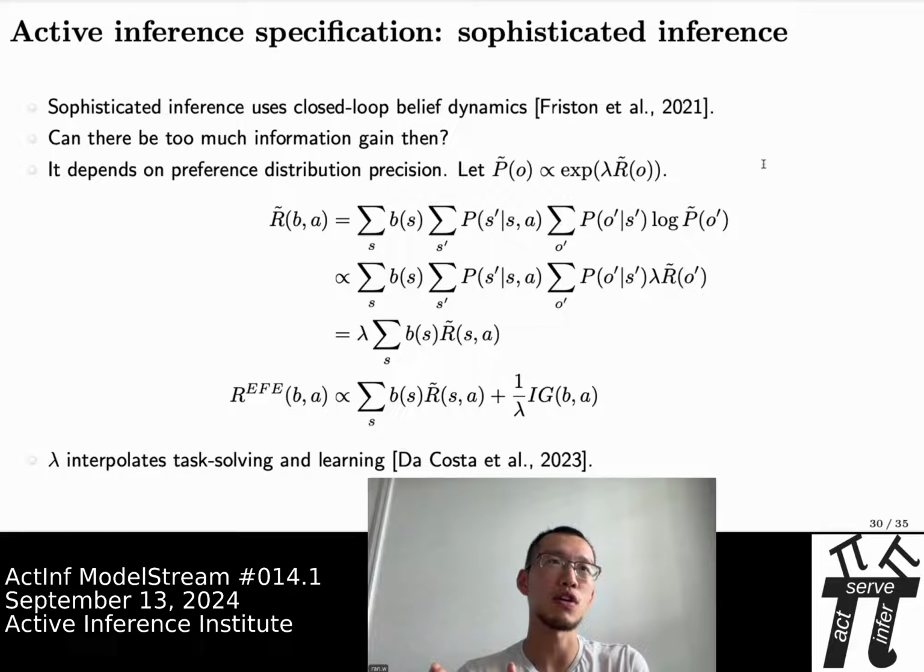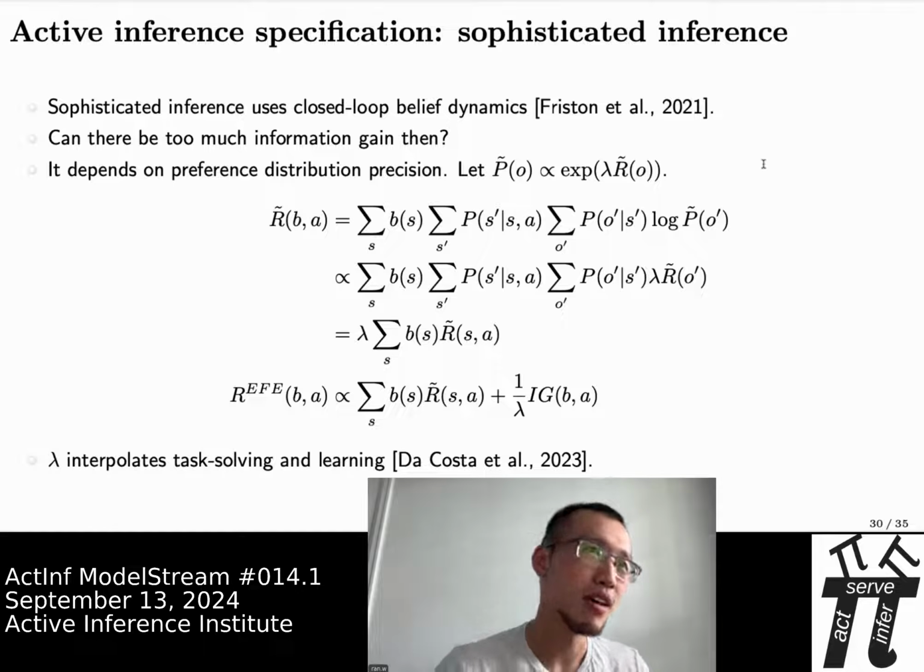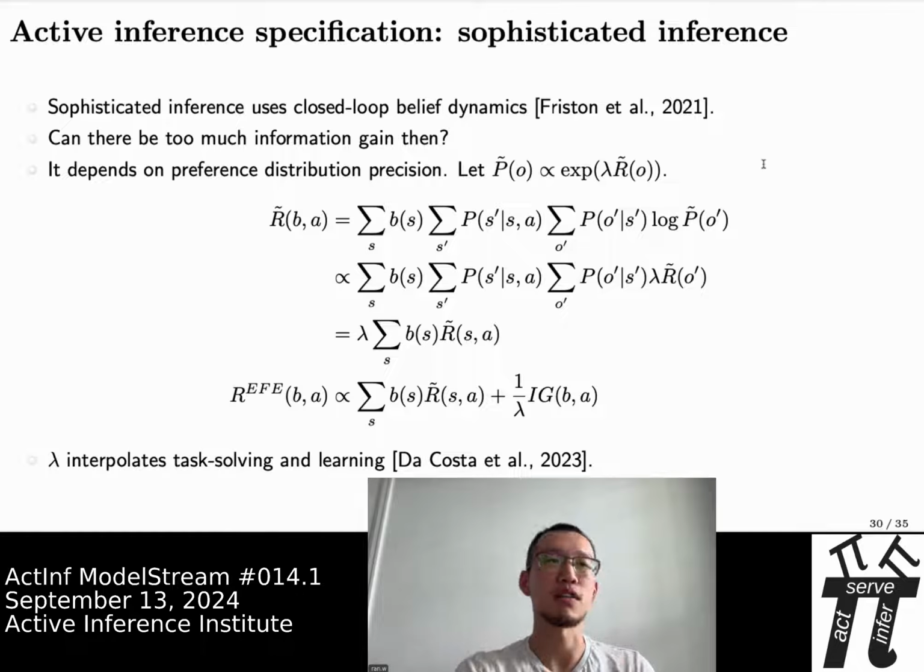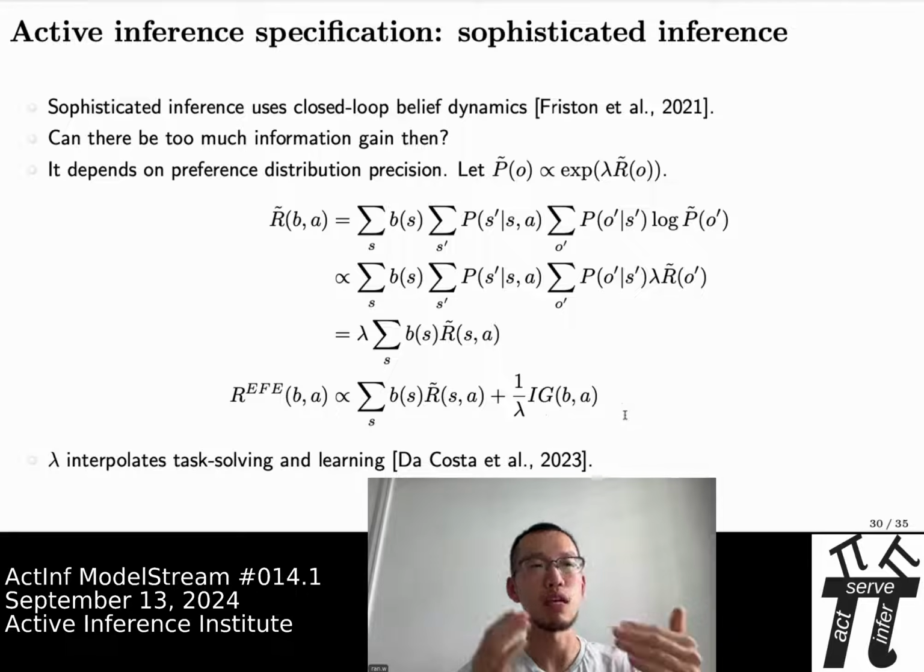So basically the concern is that the sophisticated inference agent would try to get too much information at the detriment of getting less reward, because you would spend more time collecting information than focusing on a task. But essentially what comes to the rescue is our old friend, the temperature parameter. Depending on how you set the precision of your preference distribution, for example, using a temperature parameter of a softmax distribution, you essentially construct a weighting of the reward term versus the information gain term.